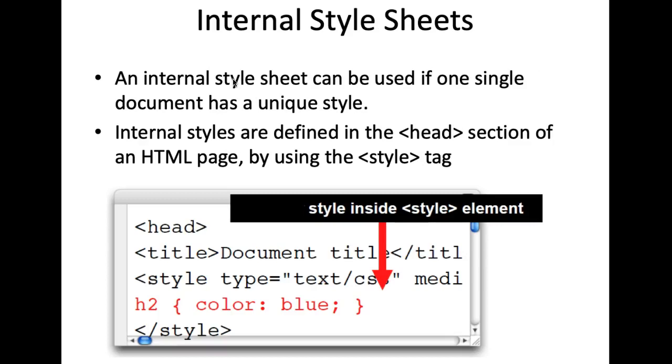So this is an example of internal style sheets, and this can be used if one single document has a unique style. They're defined in the head tag section, and they use the style tag, not the style attribute like the last slide, but the style tag. So here we have style type equals text/CSS, and we have H2 inside that style tag, and we have color blue. So that would color all H2 HTML elements in this web page to have a text color of blue.